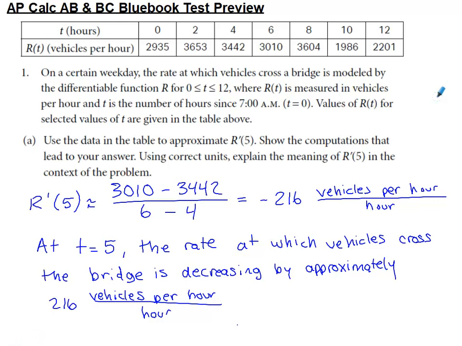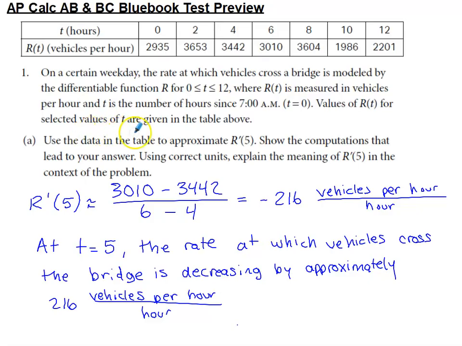Here's number one from the Bluebook test preview for both Calc AB and BC. They say on a certain weekday, the rate at which vehicles cross a bridge is modeled by the differentiable function r on the interval 0 to 12. R of t has units of vehicles per hour. Time is measured in hours since 7 a.m., so 7 a.m. is the t equals 0 location. Values of r of t at selected values of t are given in the table.